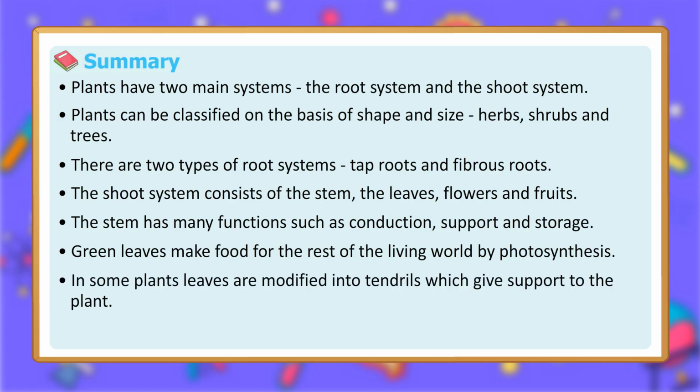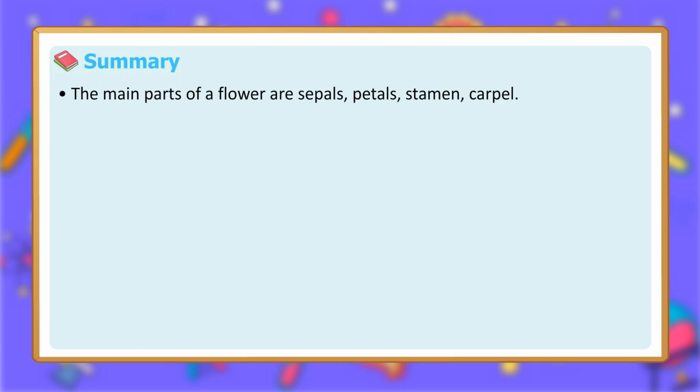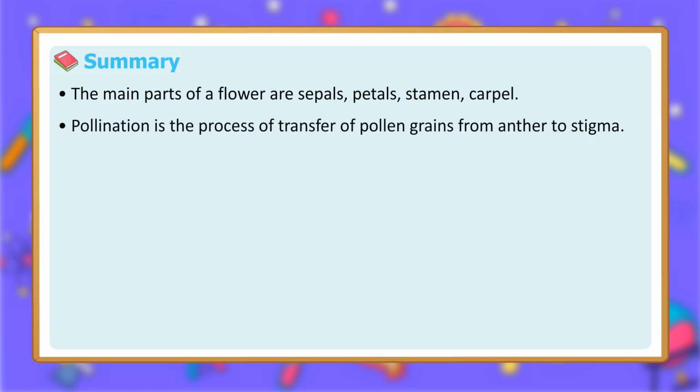In some plants, leaves are modified into tendrils which give support to the plant. Flowers are the reproductive parts of a plant. The main parts of a flower are sepals, petals, stamen, carpel. Pollination is the process of transfer of pollen grains from anther to stigma.